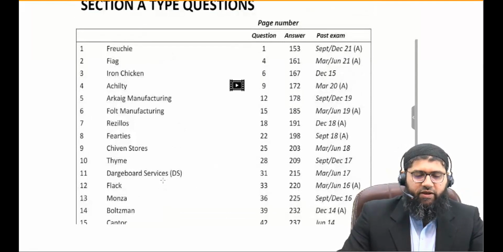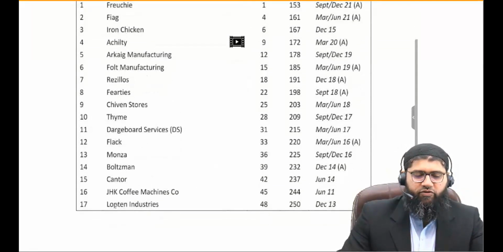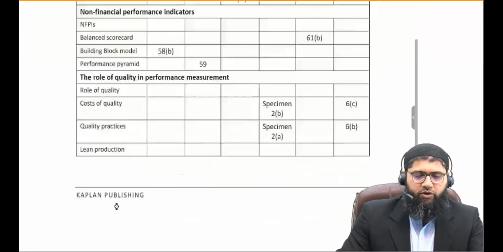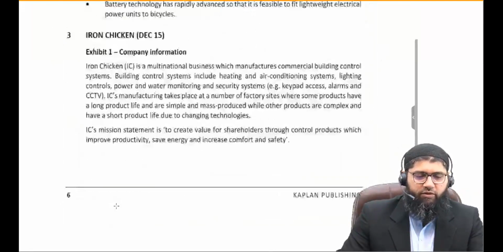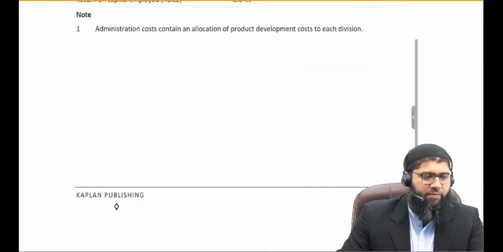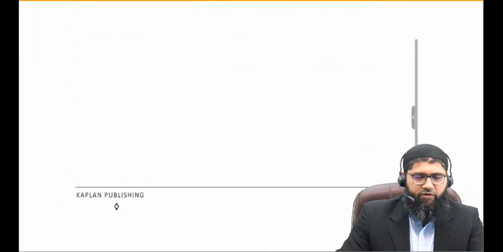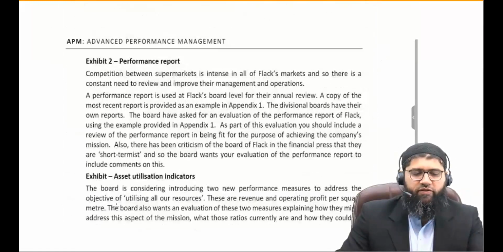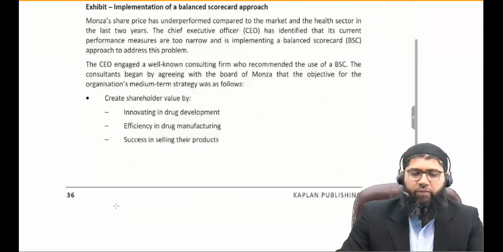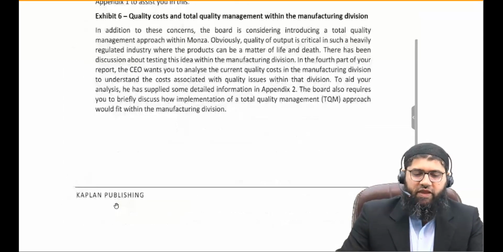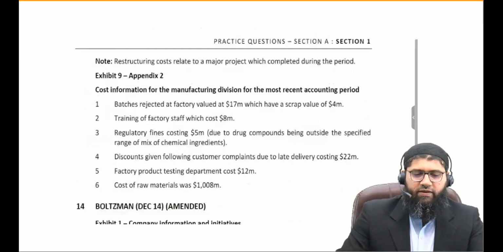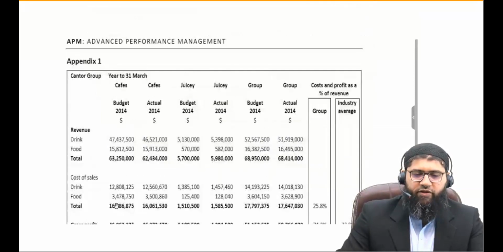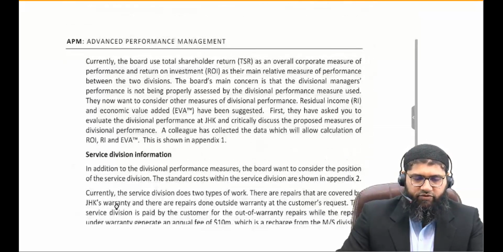So what I'm going to do is start off with this question, which is Lupton Industries. I will be going to page number 48. That's what I'm going to start with right now. As we discuss the questions, whatever topics come into the question, I'll keep on explaining those areas to you. Then we'll try to draft the answer, and see how exactly you draft the answer to the question.